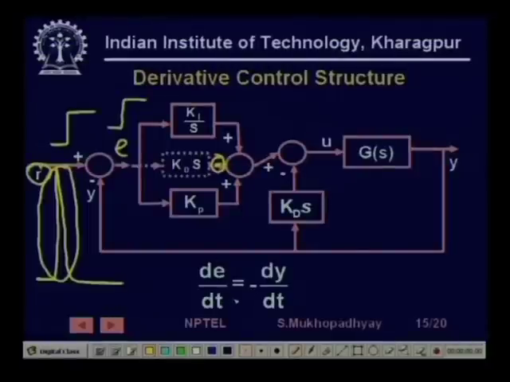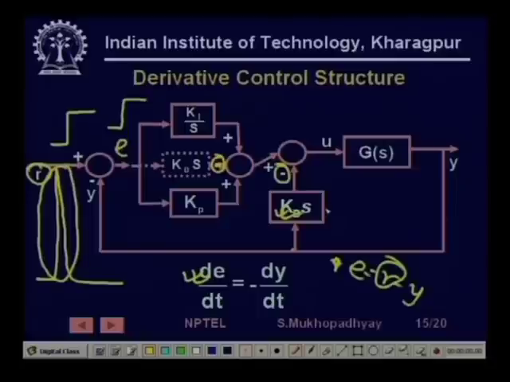A clever way of doing that is by realizing that when R is constant, E is equal to R minus Y. So dE by dt, when R is constant, is minus dy by dt. So, rather than having d by dt here, I can also take y here, change the sign, and implement the same block here.